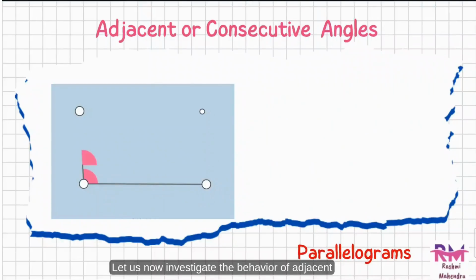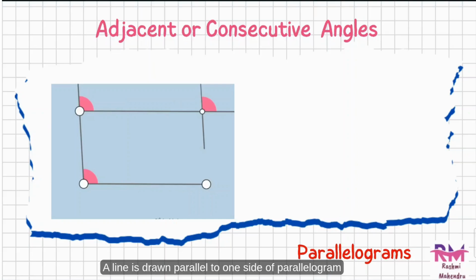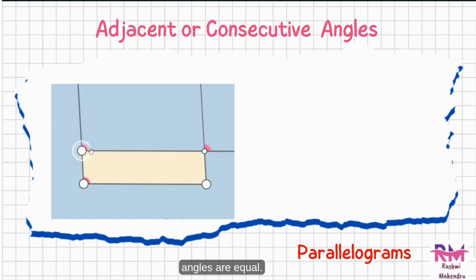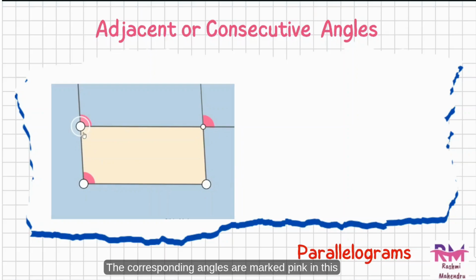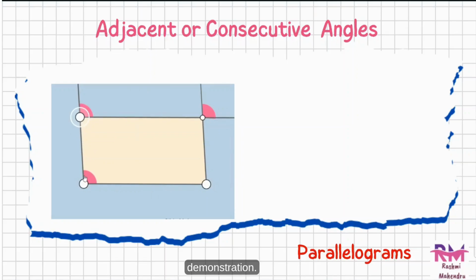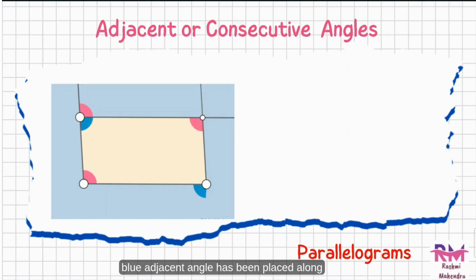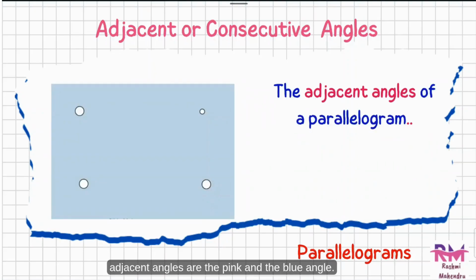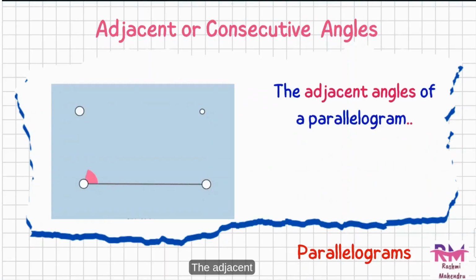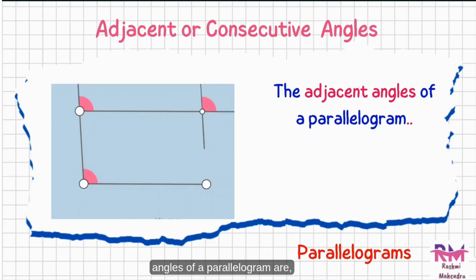Let us now investigate the behavior of adjacent angles. A line is drawn parallel to one side of the parallelogram, making sure that the corresponding angles are equal. The corresponding angles are marked pink in this demonstration. So you can see that the adjacent blue angle has been placed along with the pink angle. And what are they forming? They are forming a linear pair. So what relationship is revealed? The adjacent angles of a parallelogram are, what conclusion can you draw?